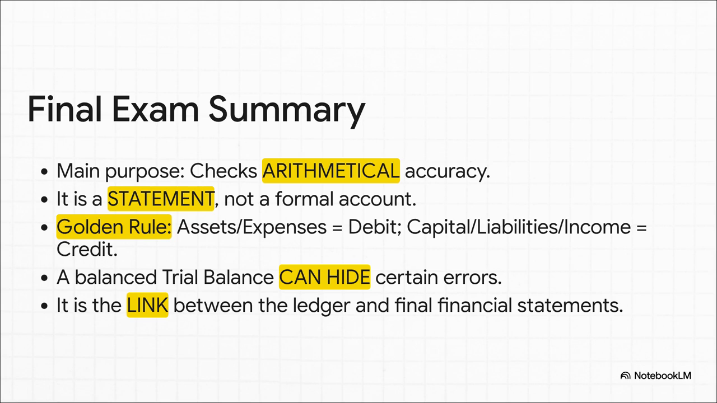3. The golden rule. Assets and expenses are debits, liabilities, capital and income are credits. 4. A balanced trial balance can hide major errors. And 5. It is the essential link between your ledgers and your final financial statements. Master these, and you'll be in great shape for any questions on this topic.